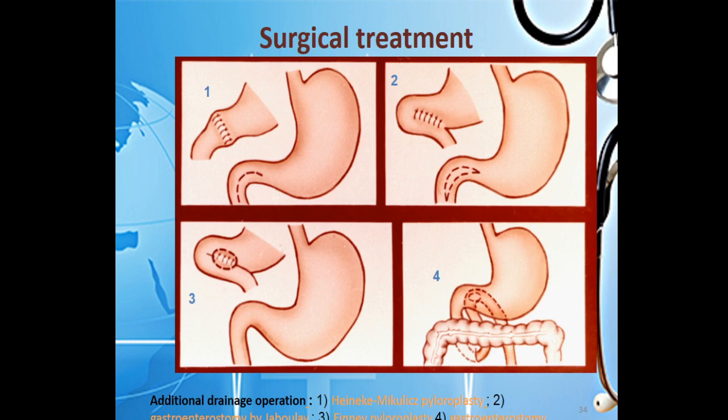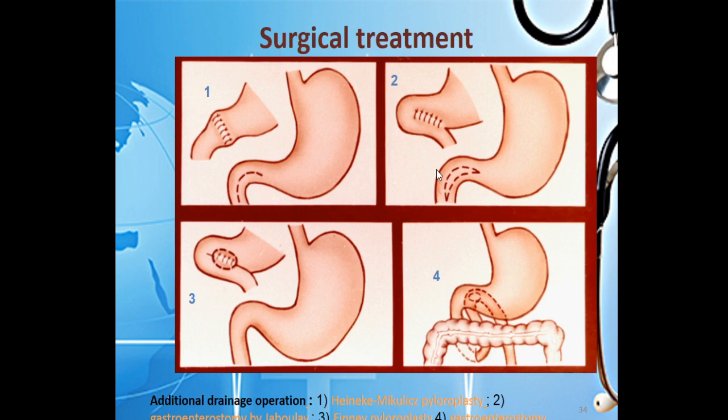First is Heineke-Mikulicz. We make a longitudinal incision of the pylorus, this one, and then stitch in a cross direction. By this operation, we cut the pylorus and we prevent pylorospasms. So this is Heineke-Mikulicz pyloroplasty.